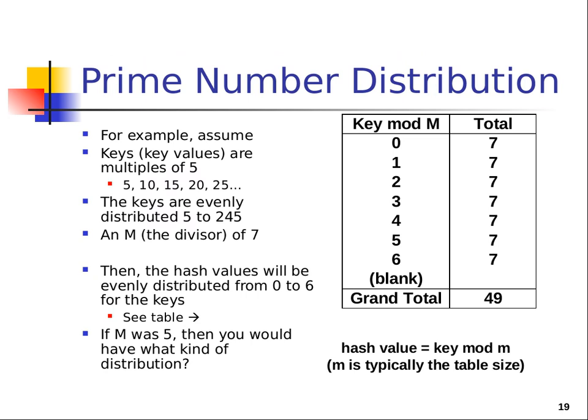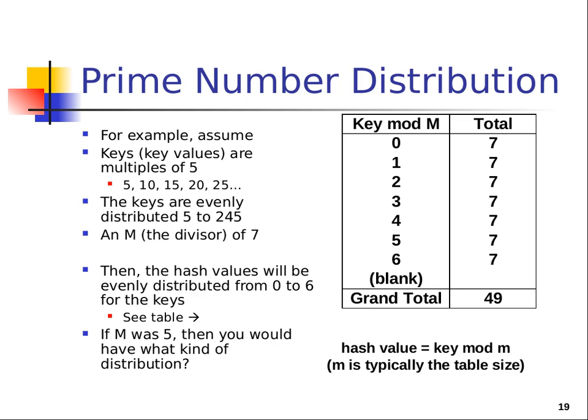For example, let's assume keys are multiples of 5, and our table has 7 entries. So 5, 10, 15, 20, 25, 30, etc. Now as you keep adding those, you actually have an equal distribution, which is pretty good.